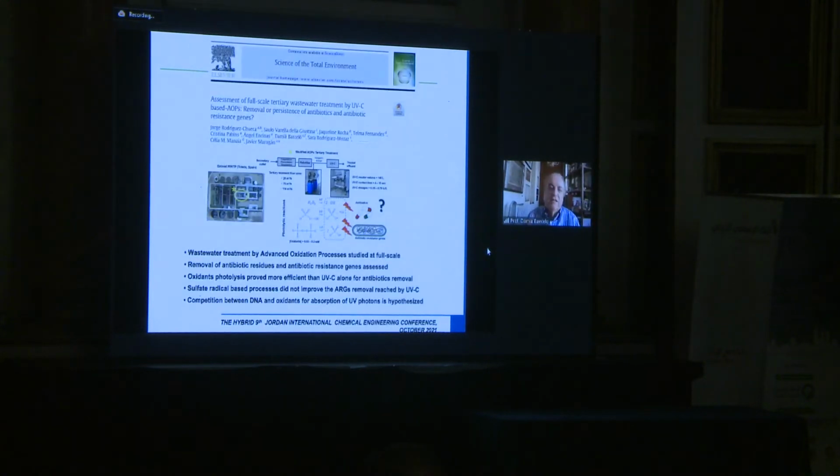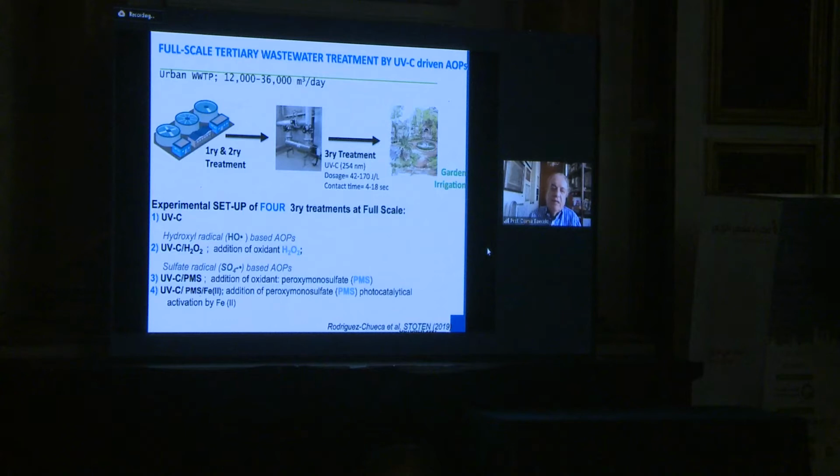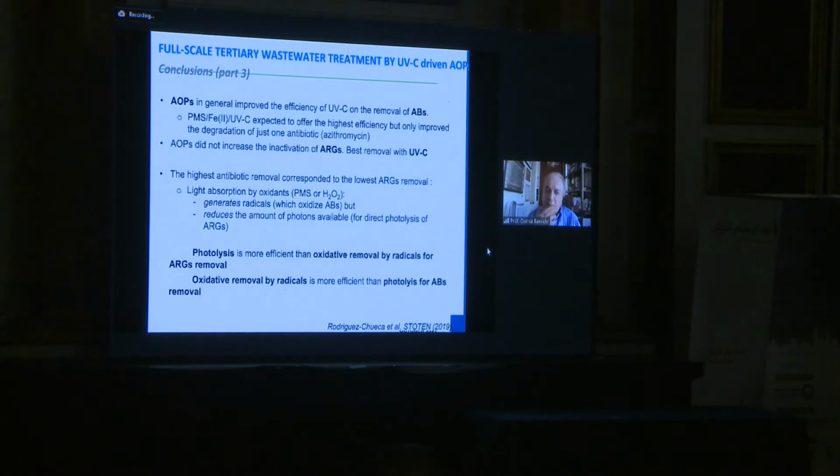I'm trying to go fast because time is short. This is in a real plant in Toledo, in Spain. We worked on the elimination of antibiotic-resistant genes together with the Madrid University, Juan Carlos I University. We were able to eliminate antibiotic-resistant genes in this plant, which is very important, because antibiotic-resistant genes are a big problem. This is a real, full-scale tertiary plant. We were able to eliminate them with different treatments: advanced oxidation, also peroxymonosulfate, which is very popular nowadays. The plant was able to eliminate antibiotic-resistant genes and antibiotics. In some cases, depending on the technology, photolysis was more efficient for the removal of antibiotic-resistant genes than oxidative removal and other technologies.